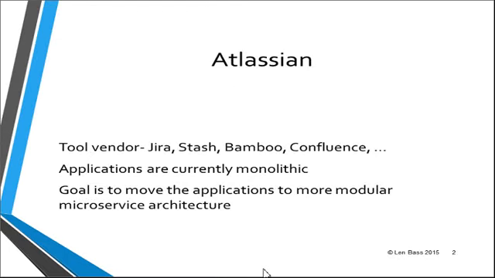So Atlassian's a tool vendor. We saw them with the SourceD case study. They make Jira, Stash, Bamboo, Confluence, which is a wiki, and other things. Their applications are currently monolithic, and the goal is to move the applications to a more modular microservice architecture.